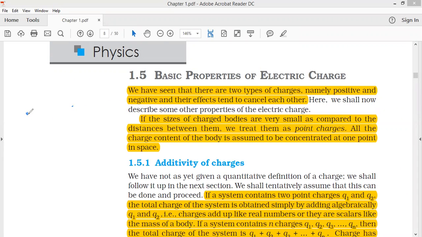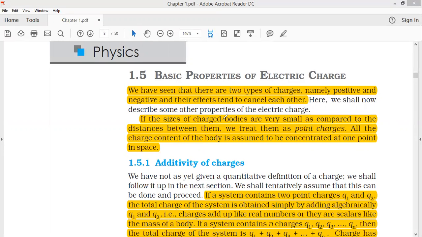Say here this is one charged body, here this is another charged body. This is the distance between them. Compared to this distance, the bodies are very small. Then these charged bodies are called point charges. So all the charge content of the body is assumed to be concentrated at one point in the space. In the case of point charges, we assume that all the charges will be concentrated at one point in the space. That is why these charges are called point charges.